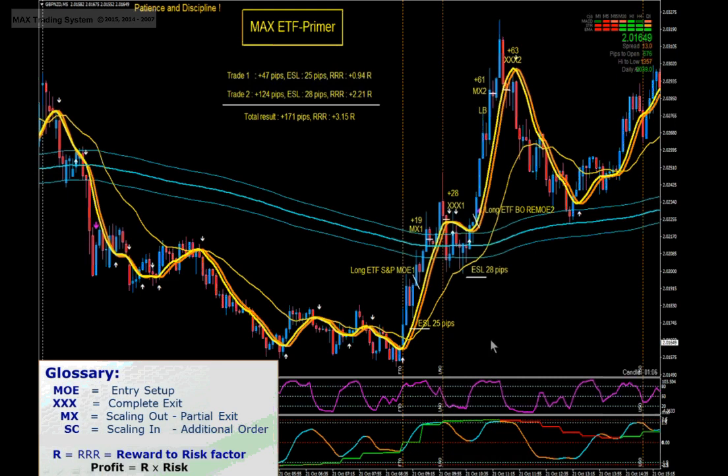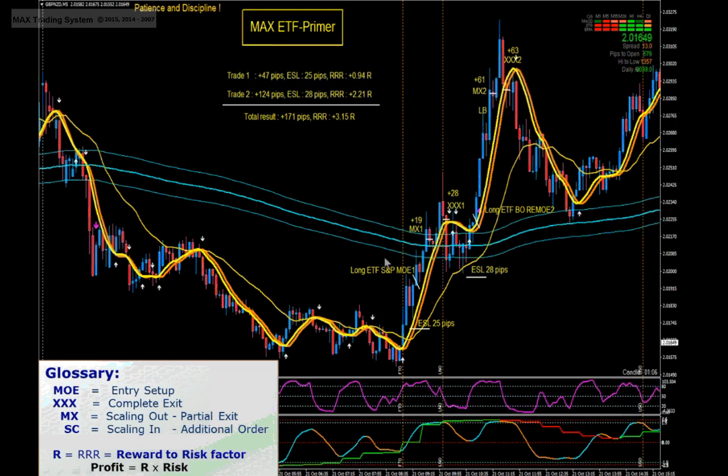From a technical point of view, here we have an example of an entry setup. An entry setup is a specific pattern the price is exhibiting, and it has a name. It happens that in this example, the name is an ETF S&P MO, which means a safe and perfect MO. It is called safe and perfect MO because it is one of the most reliable entry setups we have. It is even the most reliable entry setup we have.